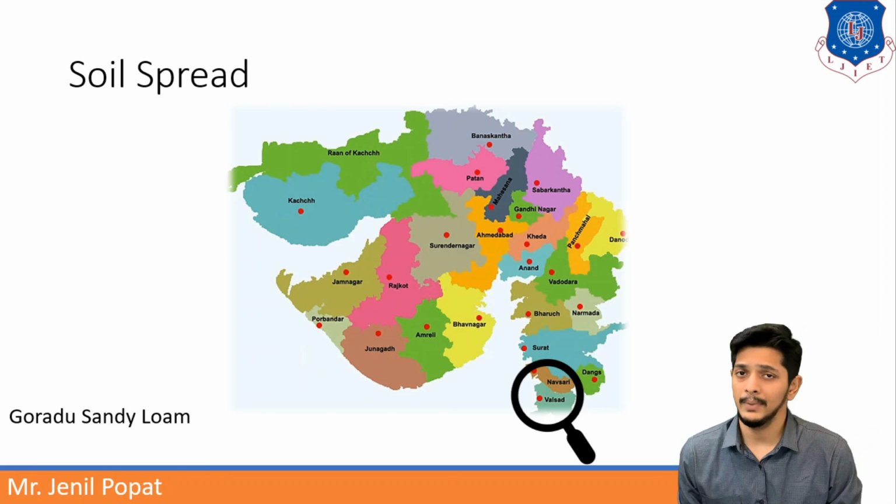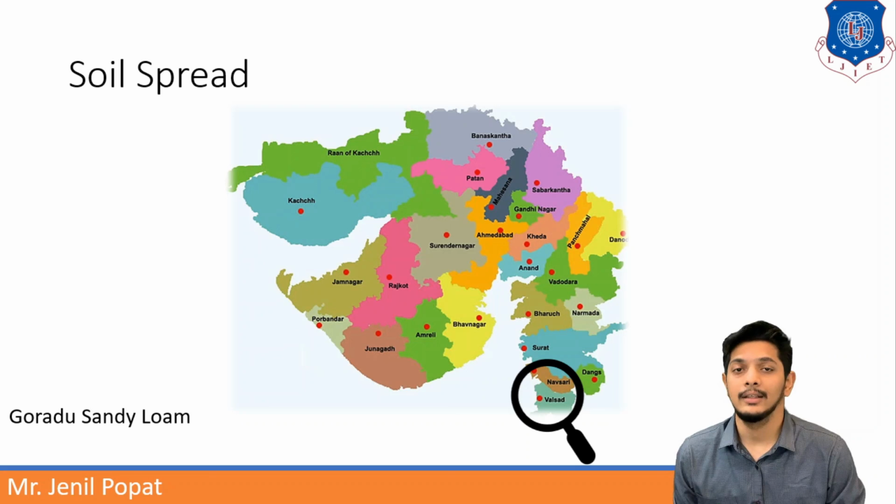Now, Goradu means its texture is whitish. That is why it is known as Goradu. So, in South Gujarat, there is a combination of Goradu soil as well as sandy soil as well as loam type of soil. So, these are a basic approximation of soil spread in different areas of Gujarat. It is not fixed that in the Ahmedabad region only one type of soil is there. There may be variations, but these are approximated areas and types of soils.